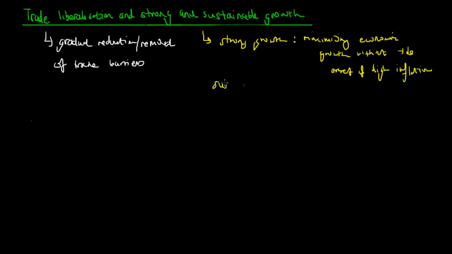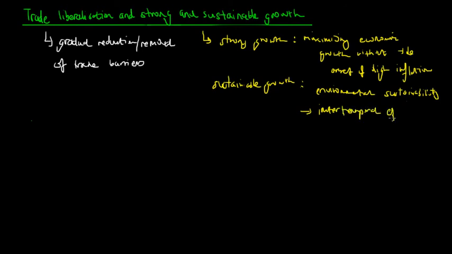And secondly, we have sustainable growth, which relates to this idea of environmental sustainability, so that we don't produce now and leave no resources for the future. We are achieving intertemporal efficiency. And if you want to remind yourself what intertemporal efficiency is, I encourage you to look at the lecture devoted to intertemporal efficiency, or the different types of efficiency that aggregate supply policies aim to promote.